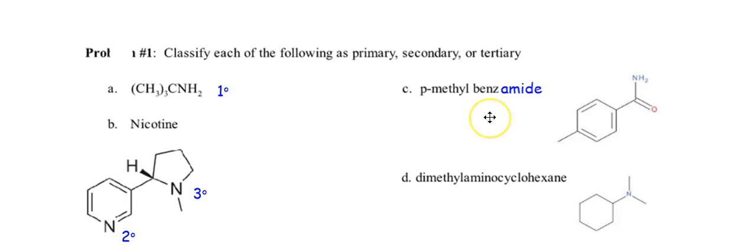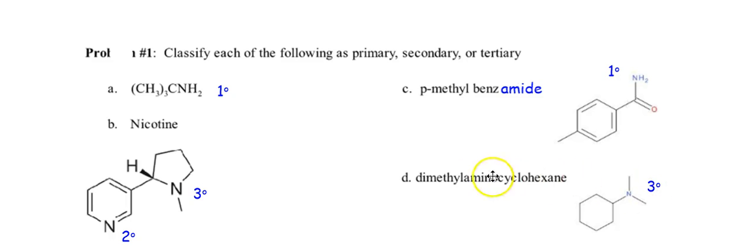So what about p-methylbenzamide? What kind of nitrogen is this going to be? How many carbons are attached to that nitrogen? Only one. So that would be a primary amide. And what about this one? Dimethylaminocyclohexane. And there you go.